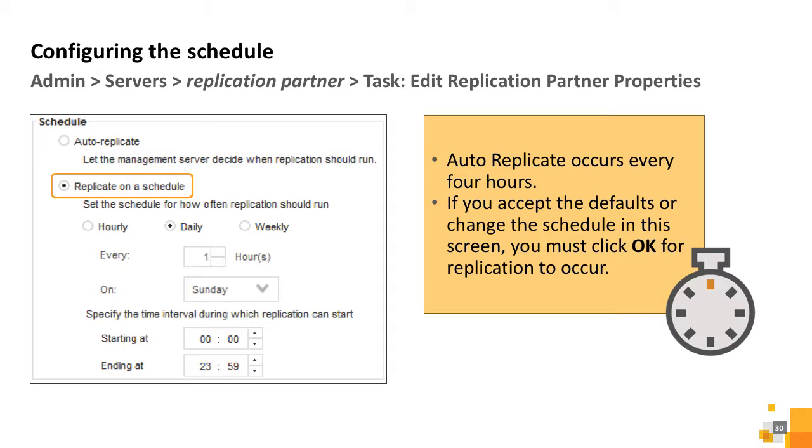Replicate on a schedule: choose to create the schedule by configuring the following settings. Replication frequency is hourly, daily, or weekly. Hourly replicates at each hour or specific hourly intervals. Daily replicates at a designated time, such as 12:30 a.m. Weekly replicates every week on a designated day and time, such as Sunday at 12:30 a.m.